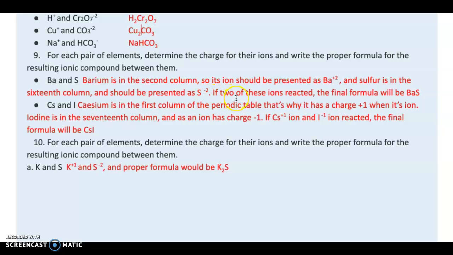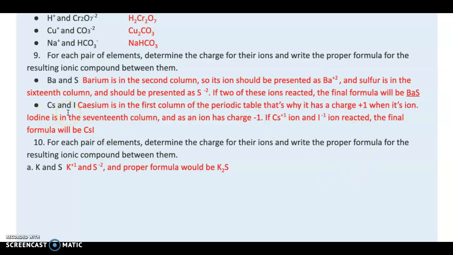So when these two react, barium and sulfur, they create a compound called barium sulfide. So this one has charge +2. This one has a charge -2. Two same numbers, just different charges. You drop them and you get barium sulfide, BaS. Okay? Like this.